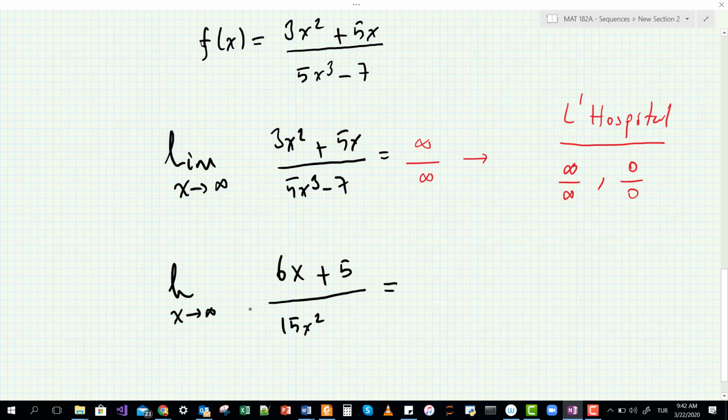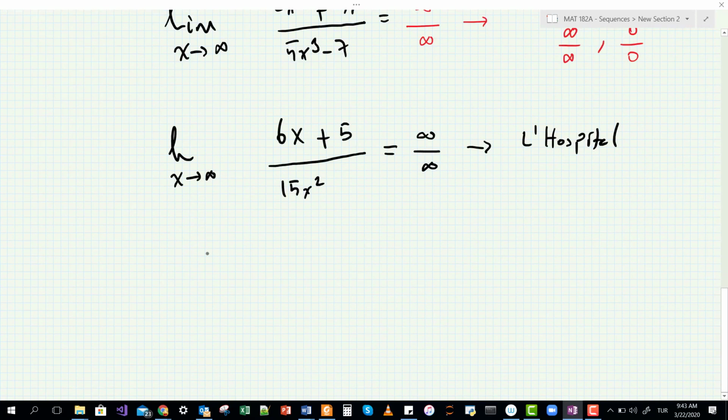One more time, I'm going to try to take the limit. When x goes to infinity, look at this, I still have the infinite over infinite result, right? And that tells me I need to use the L'Hopital rule again. So one more time, I'm going to use the L'Hospital rule. I will do the same thing: take the derivative of the numerator, which is 6, and the derivative of the denominator, which is 30x.